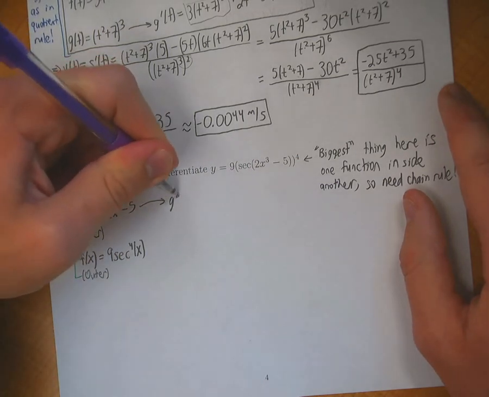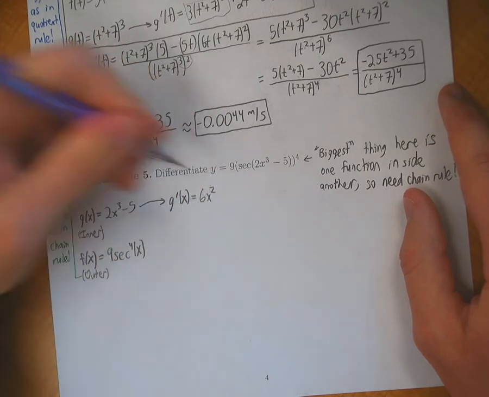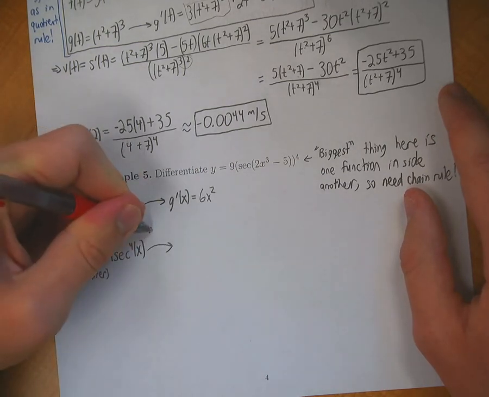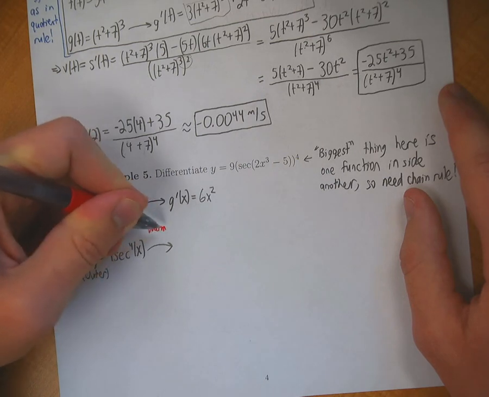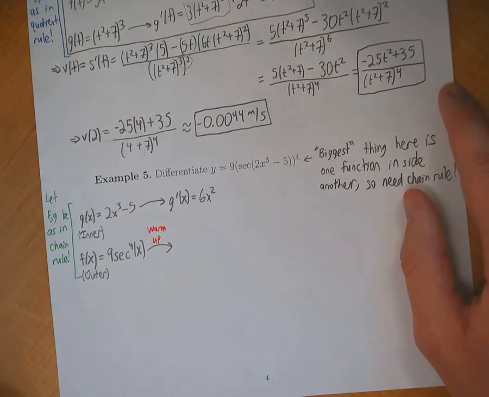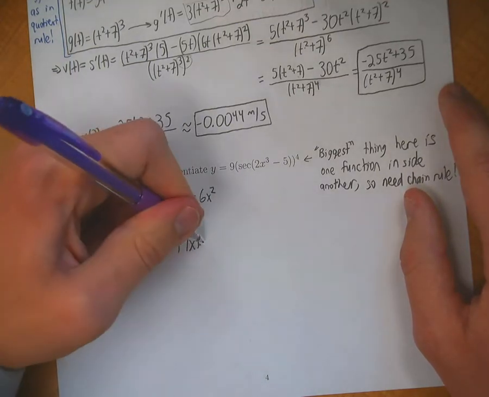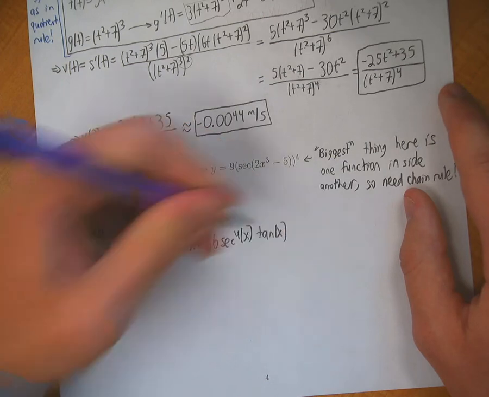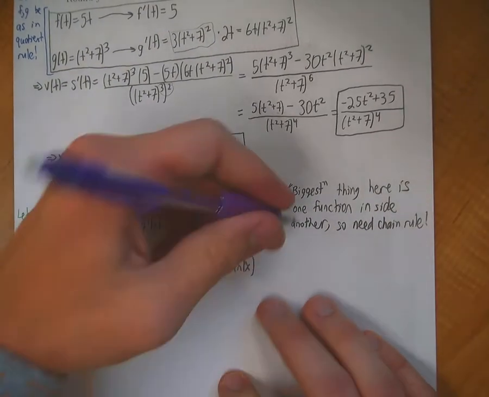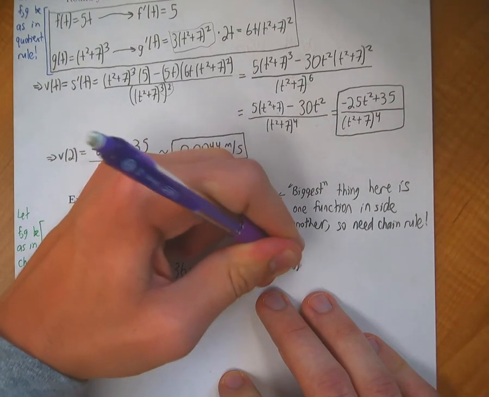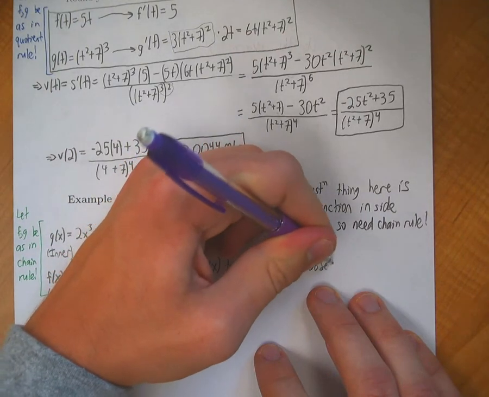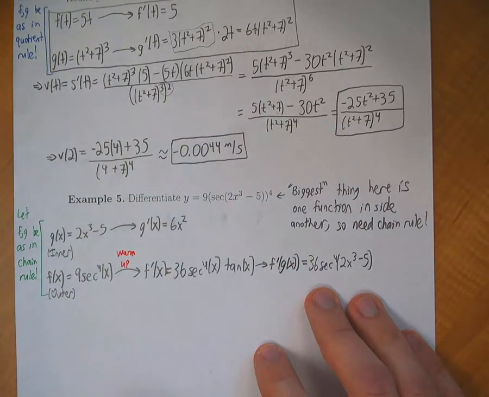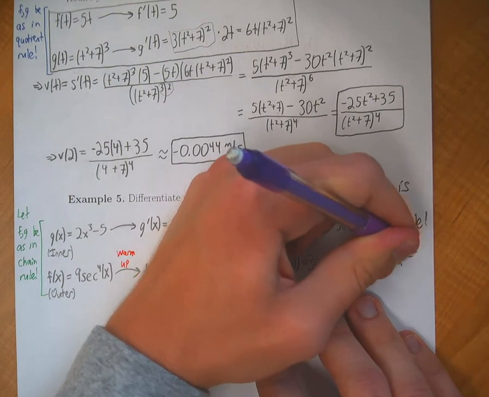So g prime of x, that's just a quick application of power rule, so 6x squared. And the derivative of f, we already did this in the warm-up. So f prime of x becomes 36 secant to the 4th of x times tangent of x. As a result, f prime of g of x becomes 36 times secant to the 4th of 2x cubed minus 5 times tangent of 2x cubed minus 5.